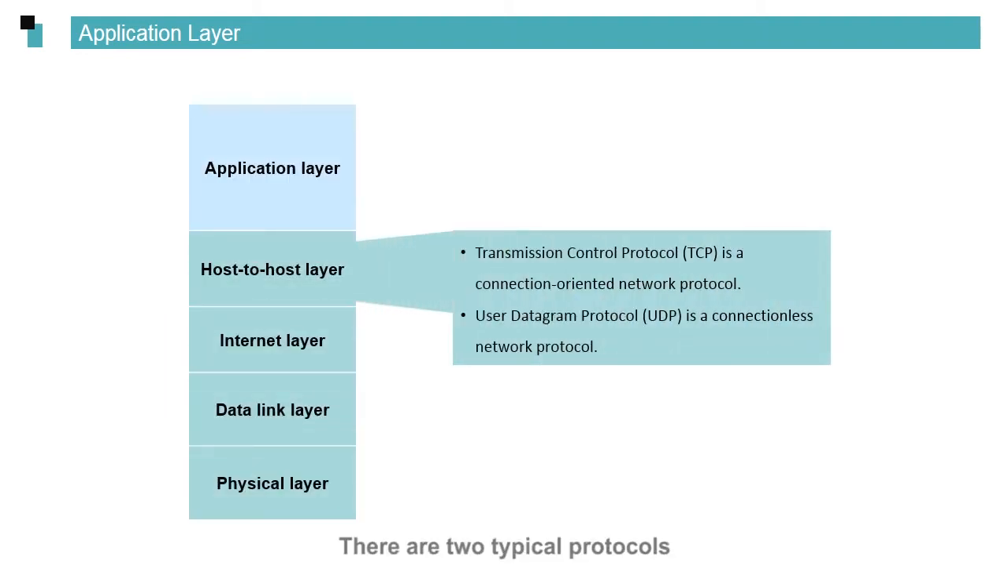There are 2 typical protocols running at the host-to-host layer. One is TCP, which stands for Transmission Control Protocol. TCP transmission is reliable. The other is UDP, or User Datagram Protocol. Unlike TCP, UDP implements best effort traffic forwarding. Every application layer protocol selects the host-to-host layer protocol that best satisfies its requirements. For example, if the application layer requires a reliable session, TCP is selected.